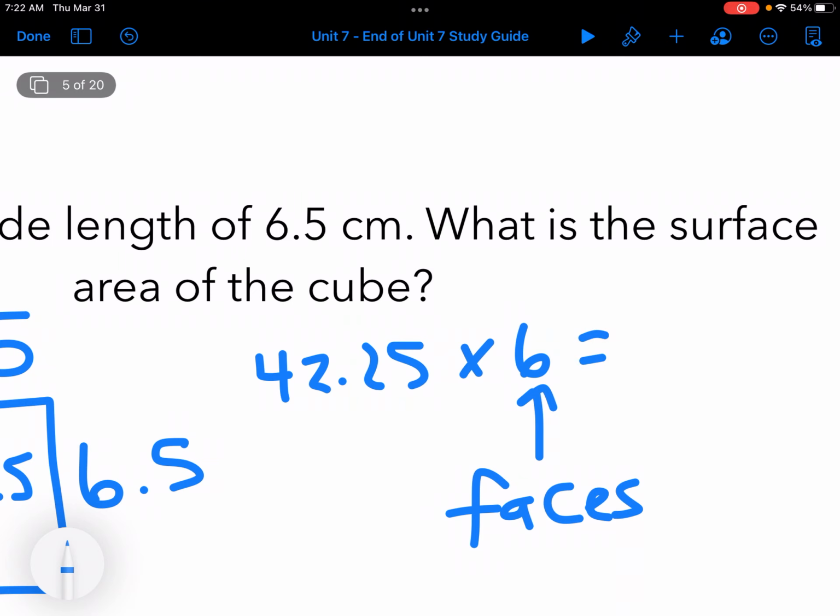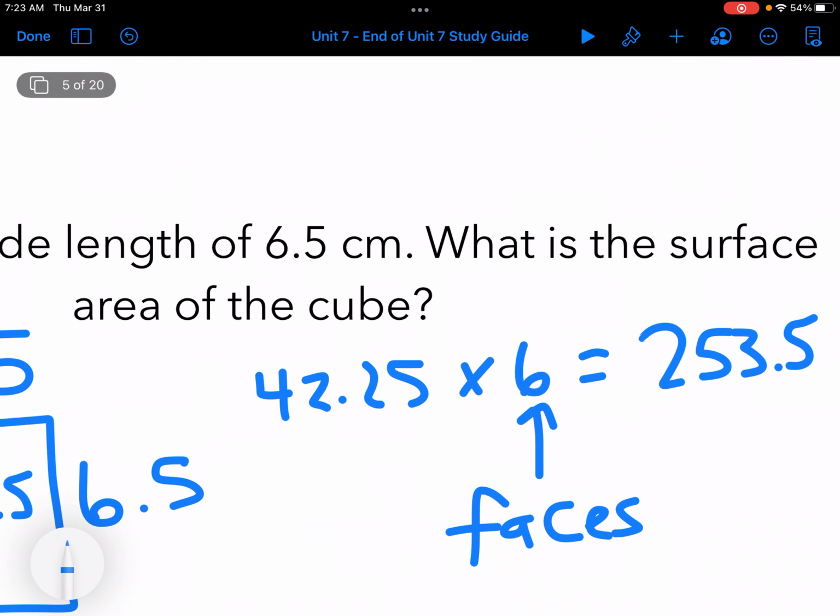And I get 253.5, and my units are going to be centimeters squared.